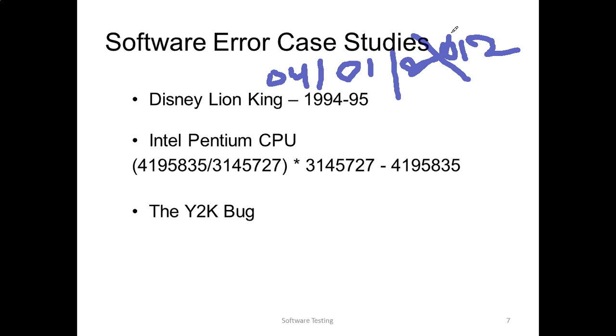Everything was working fine until 2000. When it came to 2000, the computers didn't know that it was the year 2000. They always thought the century was 19. Even though it was 2000, 2001, it was thinking 1900, 1901, and so on. So that is a problem.